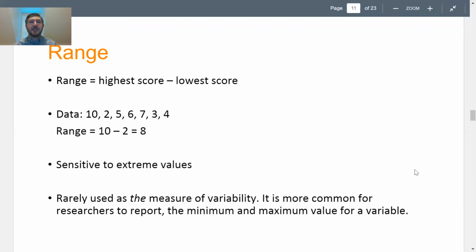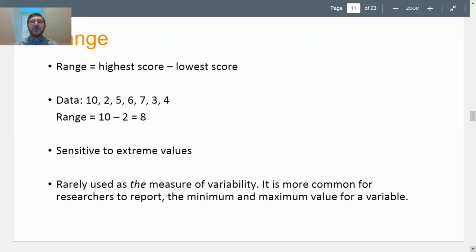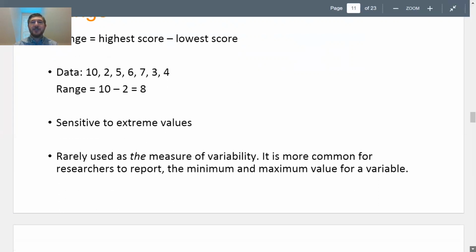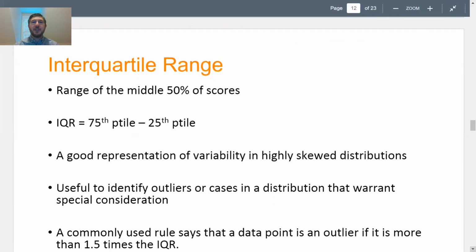And another characteristic: the sample range is always a biased estimate of the population range. If you think about it, the sample range can never be larger than the population range, because only if we had every score in the population would the sample range and the population range be similar. But as I said, the range is rarely used. We most commonly see the minimum and maximum value reported.